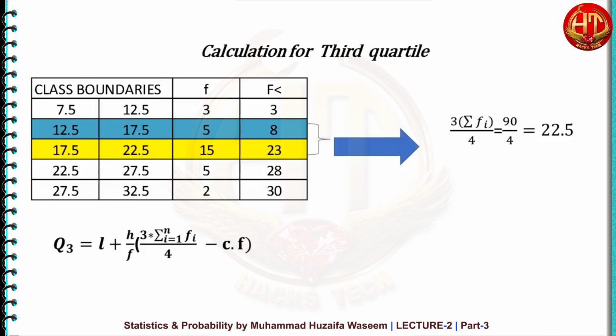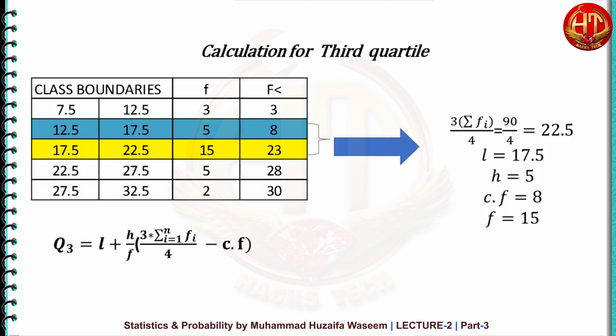Now we can take all the information from this class interval, from this group. L is the lower class boundary, which is 17.5. h is the width of the class boundary, which is 5. Cumulative frequency for the preceding class of the third quartile group is 8. f is the frequency of the third quartile group, which is 15.